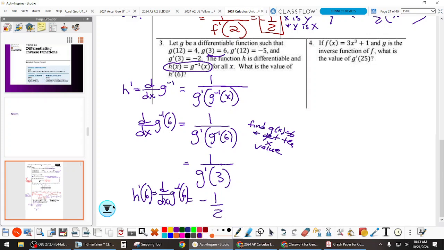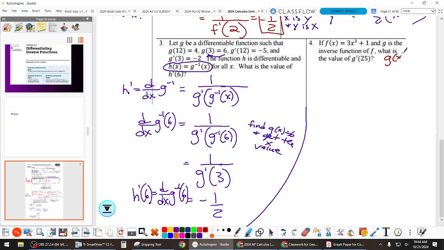No, it's not. This one's a little bit more involved. So I hope I have enough room here. I'll just try it. Alright, so if f of x is given there and g is the inverse, what is the value of g prime of 25? This time we have no given values. So we're going to have to find the inverse, this part inside our denominator, we're going to have to find the value of that.